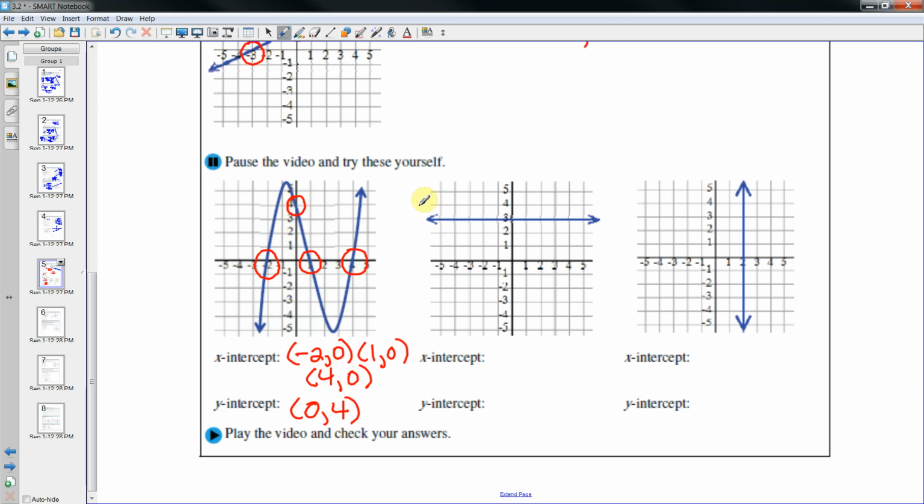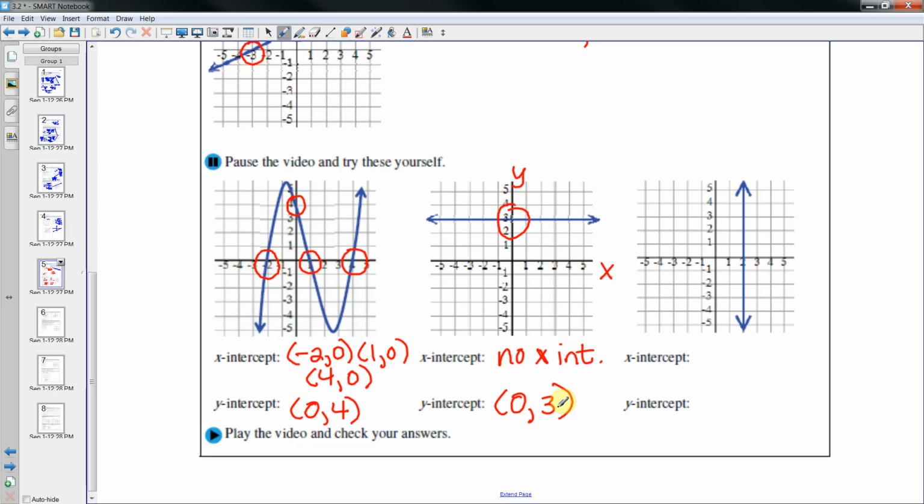Alright, let's look at this next line. This next line is a special line we're going to talk about in a few minutes, and it's a horizontal line. I am looking at my x-axis. Do you see that line touching the x-axis at all? No. So there's no x-intercept. But now it's crossing the y-axis, and it's crossing the y-axis there at that 3. So that would be 0, comma 3.